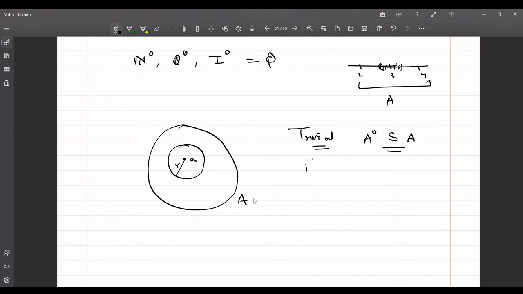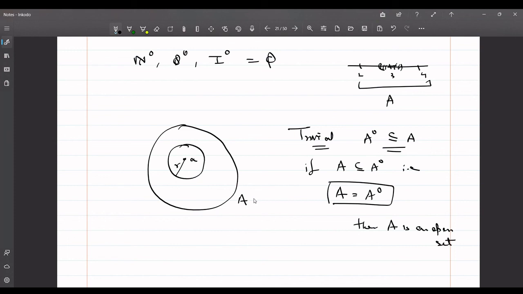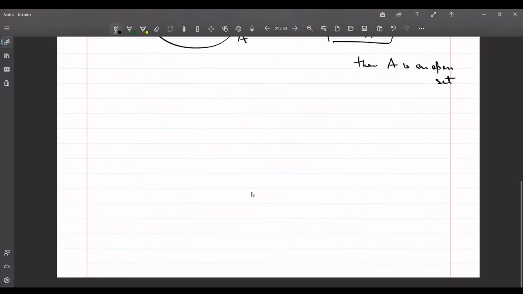And if A is contained in its interior, that is, if A is equal to its interior, that is, the whole of A resembles the interior of itself, then we say A is an open set. Is it clear? Then A is an open set. Okay.